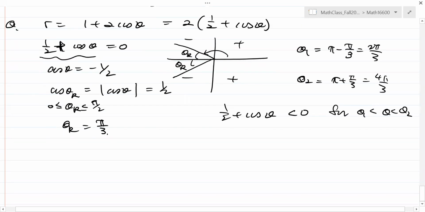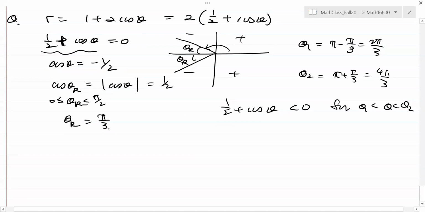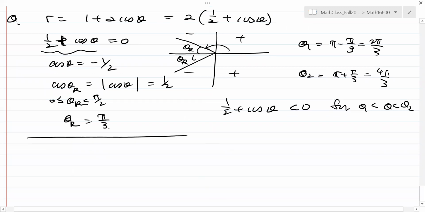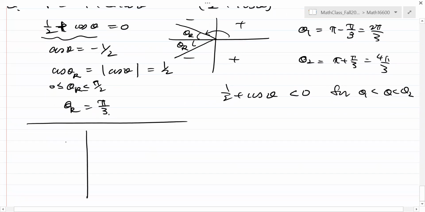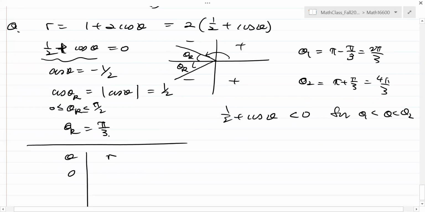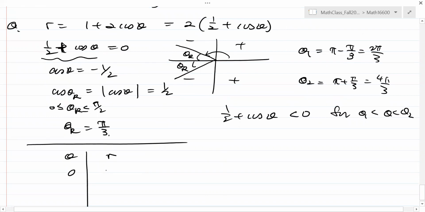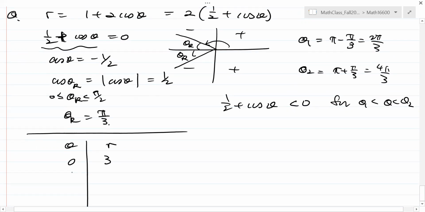All right, so now we can draw the graph, actually. To draw the graph, I need special values, right? This is theta, this is r. When theta equals 0, r is going to be 3, because cosine 0 is 1.